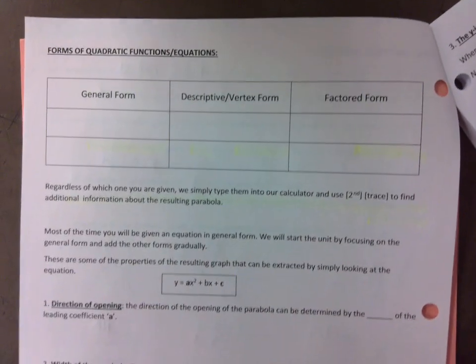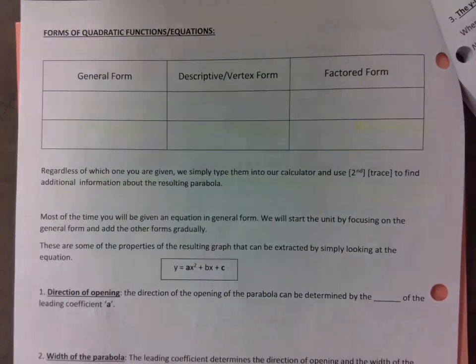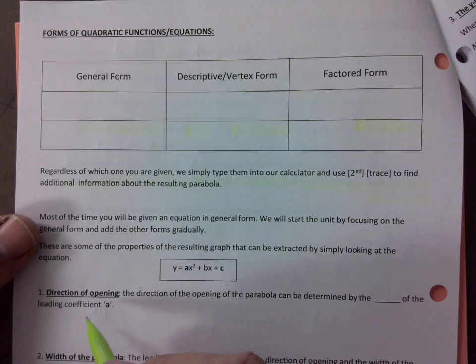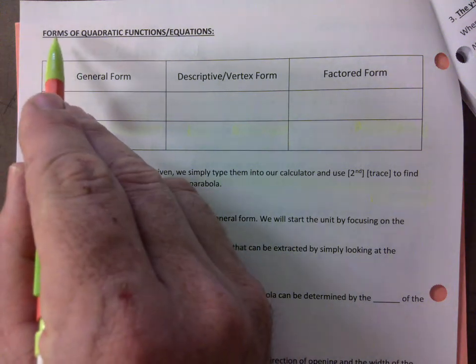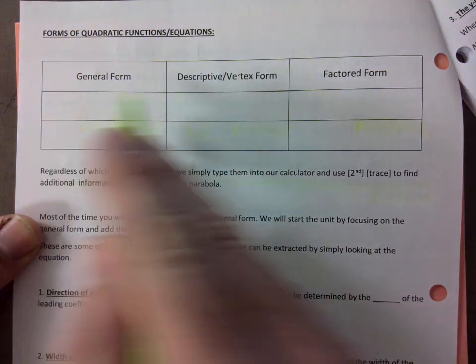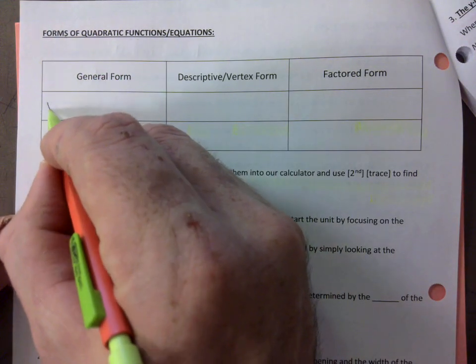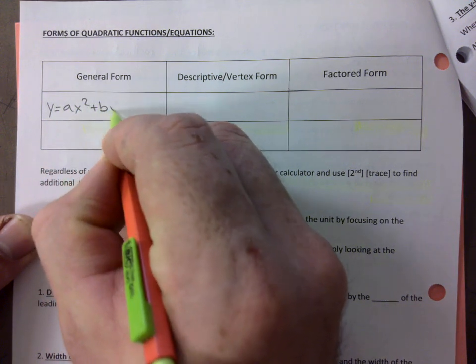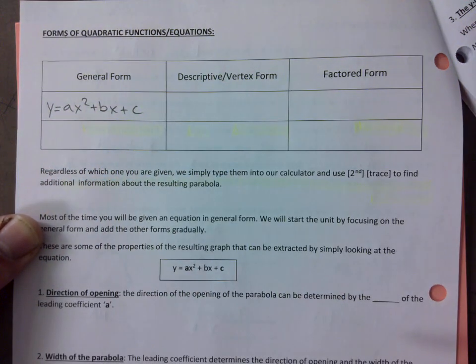Here you have your 3 forms of the quadratic equation, okay? This is on page 3. Forms of the quadratic equation. This is the 3 that you're going to encounter. This is the most popular by far, the one that looks like this. That's in general form.